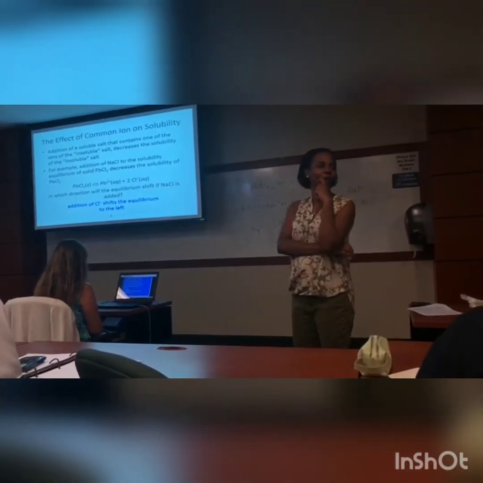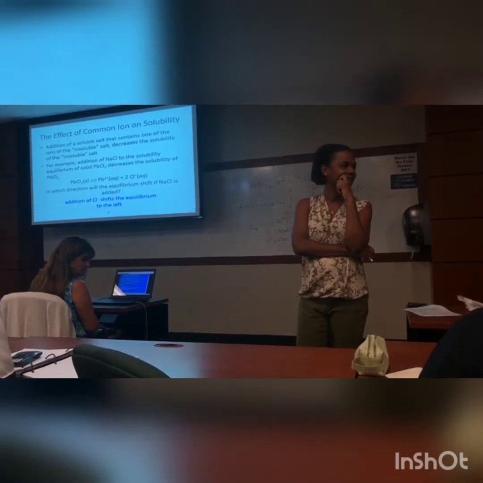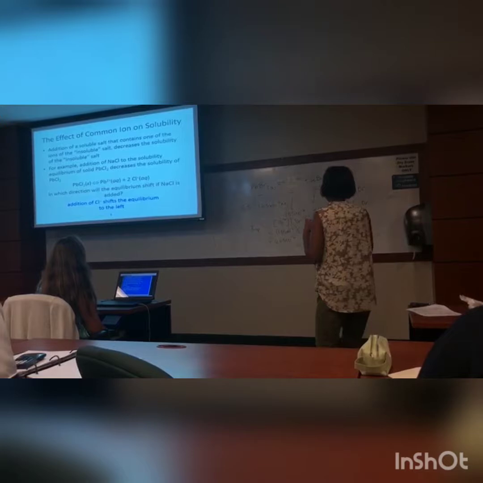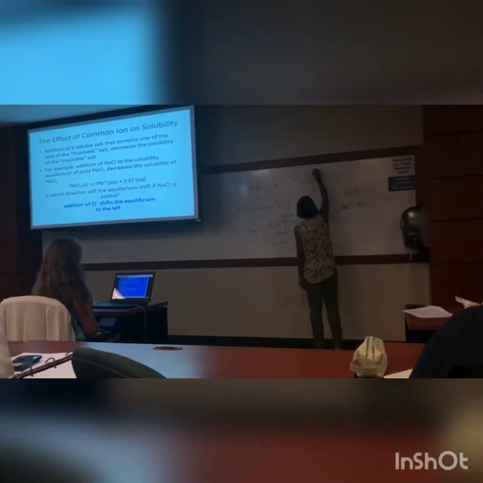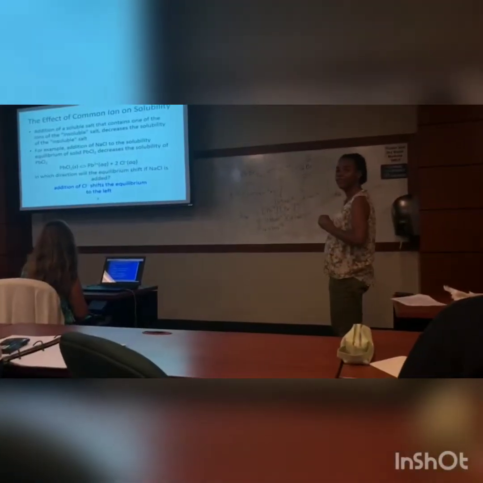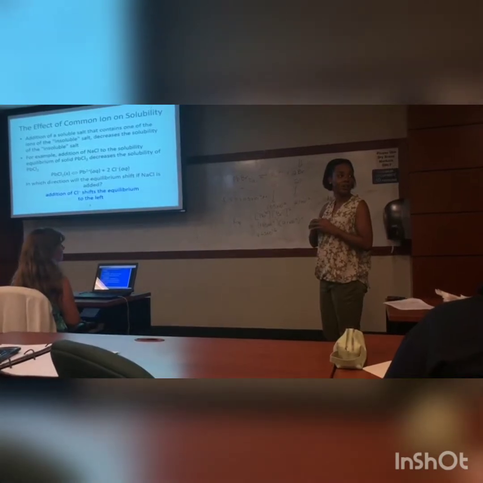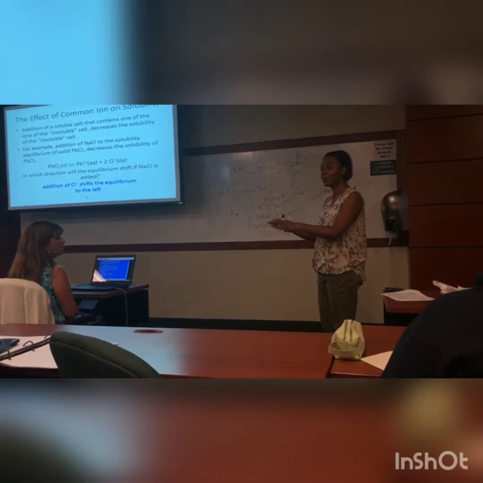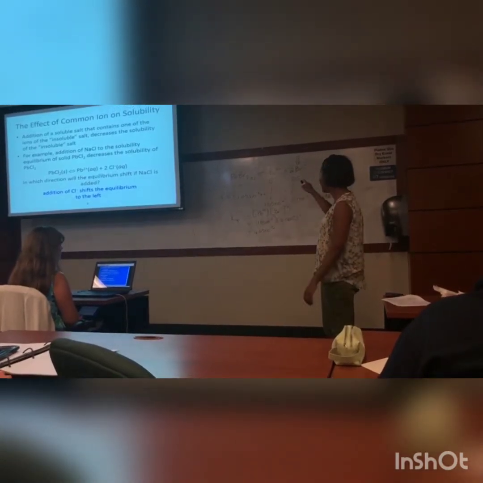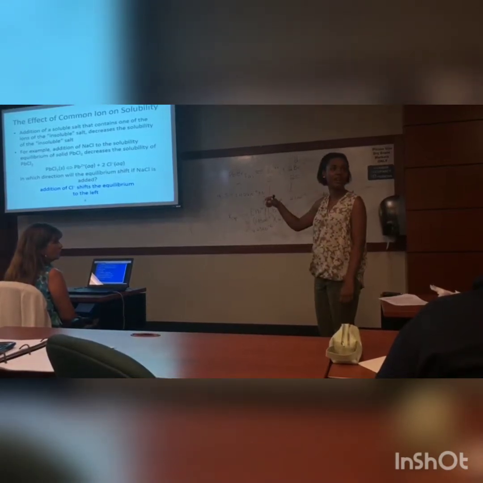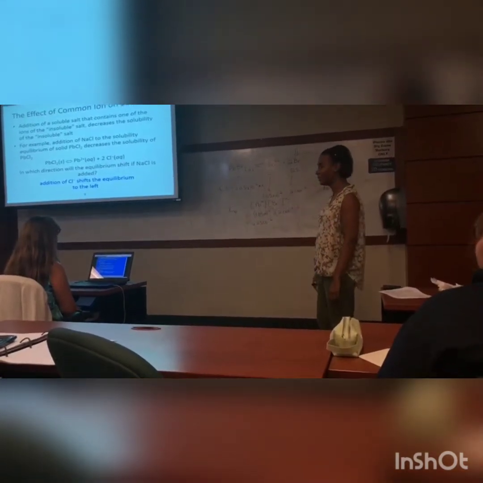What's common? Bromide ions. So essentially, we're adding more of our bromide ions to this mixture. What happens according to Le Chatelier's principle? It will shift left. Whenever you add a substance that's in your equilibrium, it will shift away from the added substance. So what happens to the solubility, do you guys think? It decreases. So adding a common ion decreases the solubility of the slightly soluble salt.